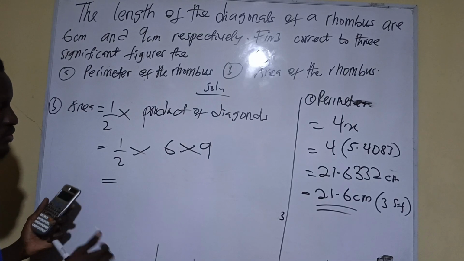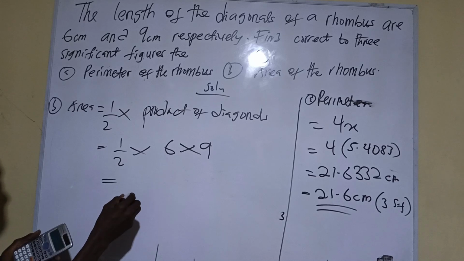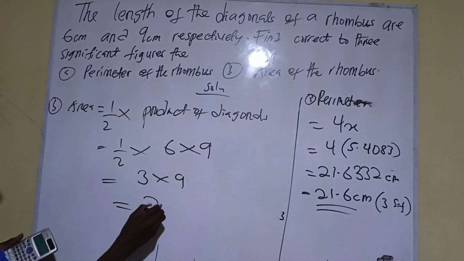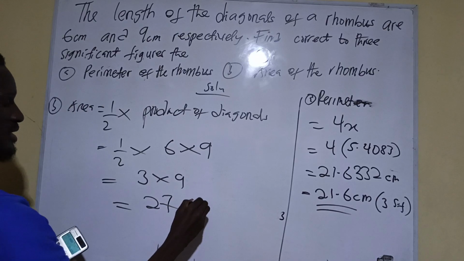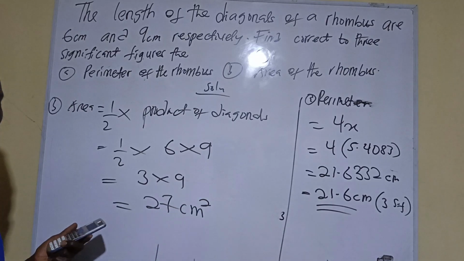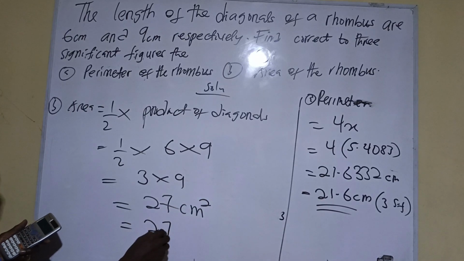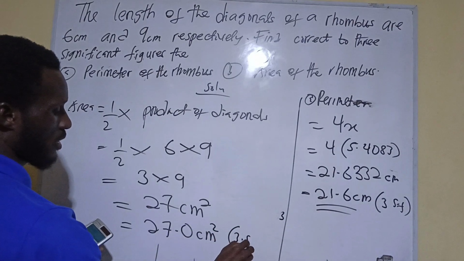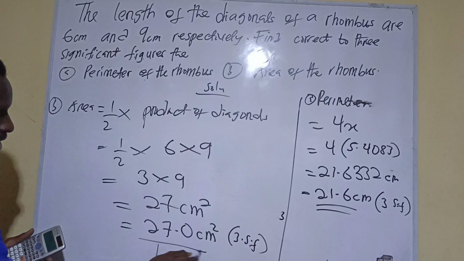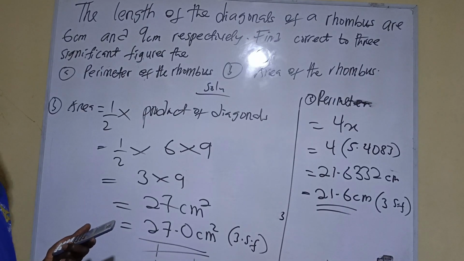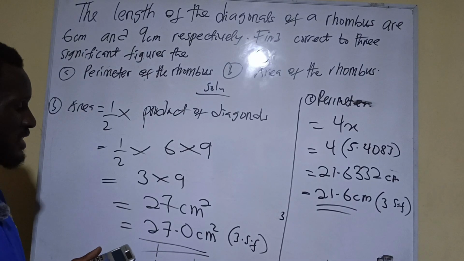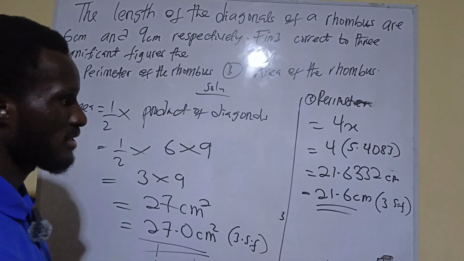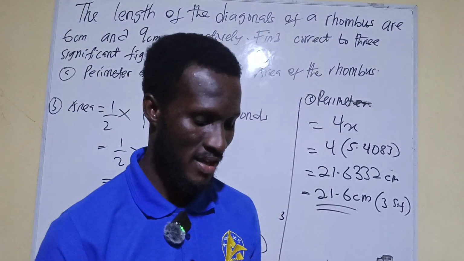Now 2 goes into 6 three times, so 3 times 9 gives us 27 centimeters squared. To 3 significant figures, it is 27.0 centimeters squared. I think it's so simple, right? It is not anything difficult. You just have to be solving more questions.